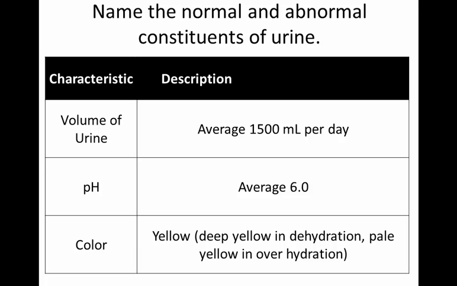The color of urine is normally yellow, but we can use the color to indicate our hydration levels. A deep yellow color is usually the case of dehydration, while a more pale yellow means there's more water and we're overhydrated and our kidneys are trying to get rid of more water.